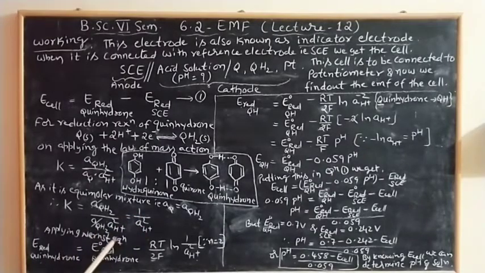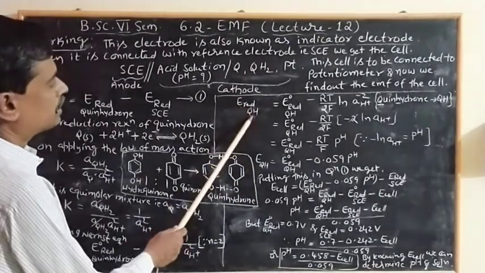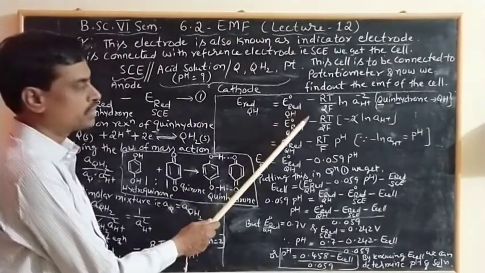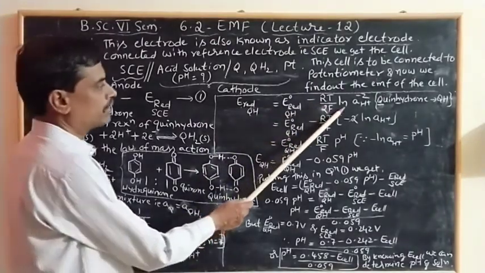Applying the Nernst equation, E reduced to quinhydrone is equal to E naught reduced to quinhydrone minus RT by 2F, because the number of moles is equal to 2 electrons here. So RT by 2F ln 1 by a square H plus. Then E reduced QH is equal to E naught reduced QH minus RT by 2F ln.